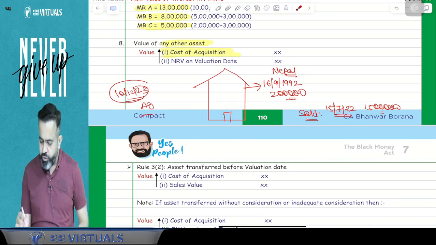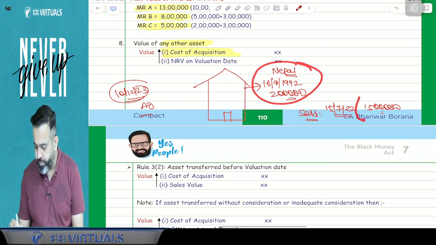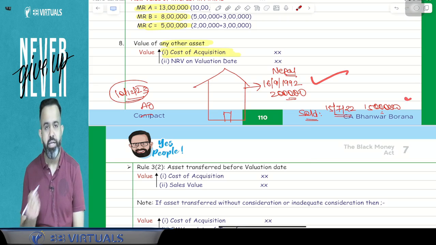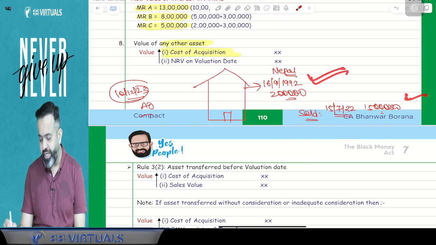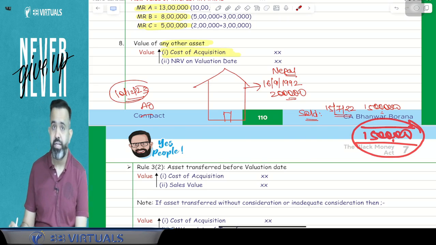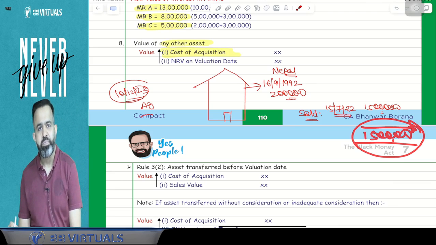So here the cost of acquisition was 2 lakh, and here the selling price is 15 lakh rupees. Then guys, between 2 lakh and 15 lakh, whichever is higher is 15 lakh. So 15 lakh will be treated as the value of this asset.